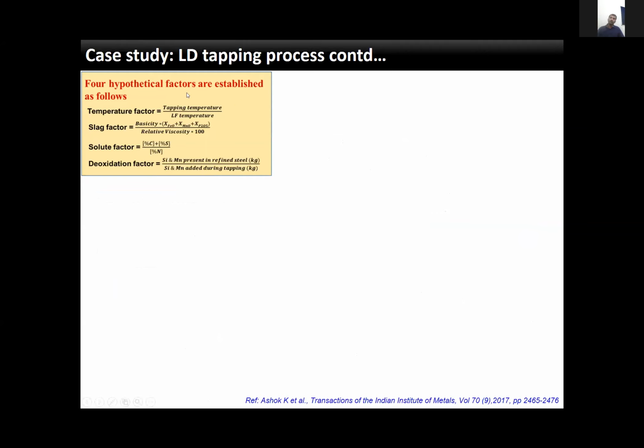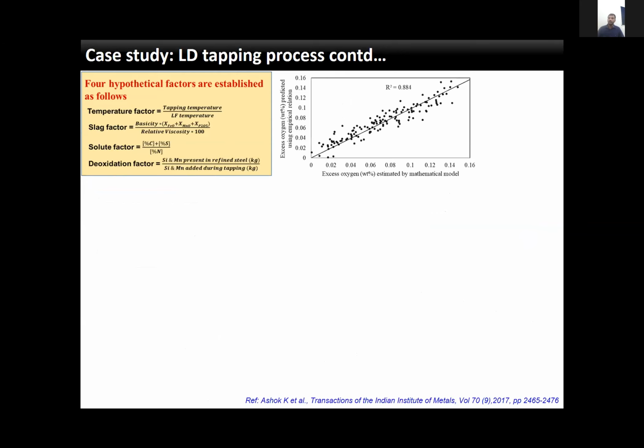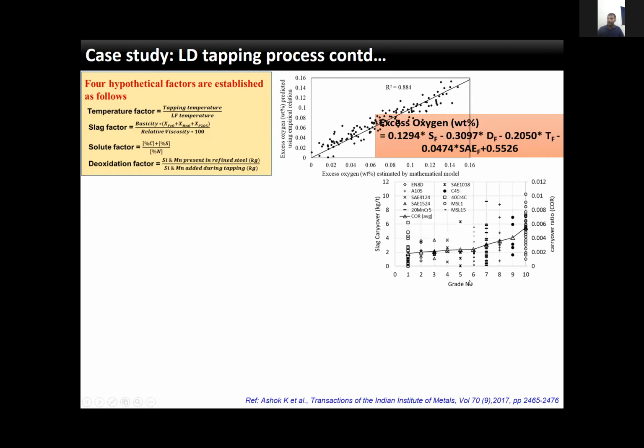That is based on our four introduced factors: temperature factor, slag factor, solute factor, deoxidation factor. I am just running quickly through this slide because this is a little away from the physical simulation. You can see the excess oxygen that is being carried over into the ladle is predicted by our equation. The equation for the set of industry data is proposed here, and you can see the grade for different grades.